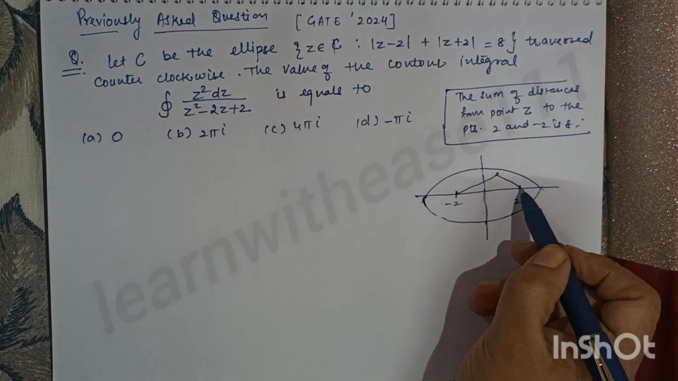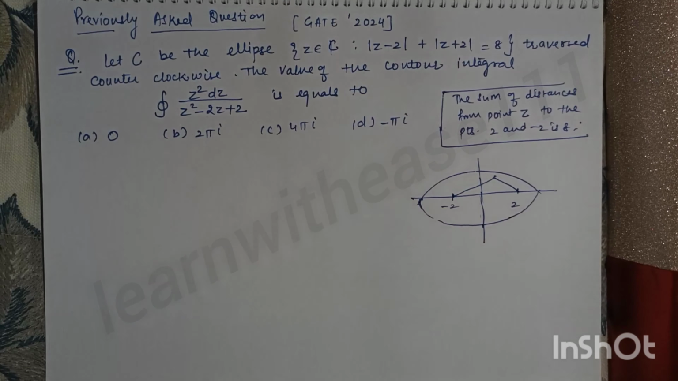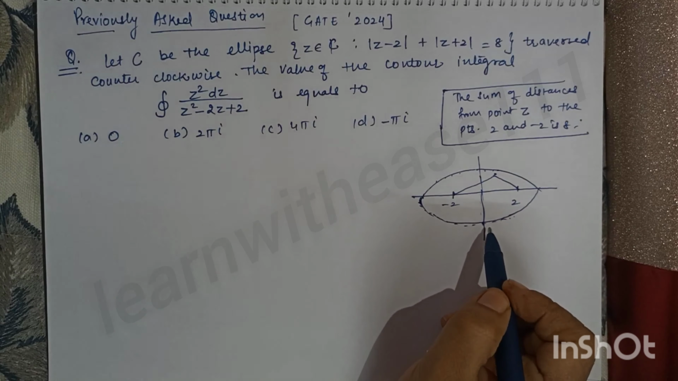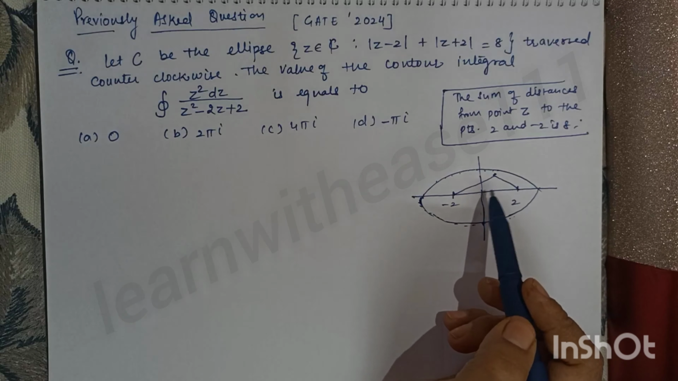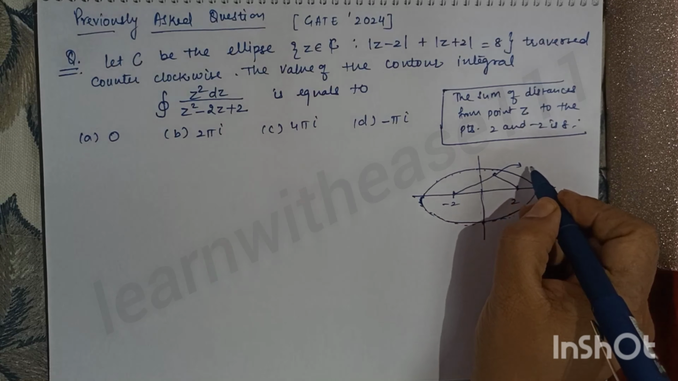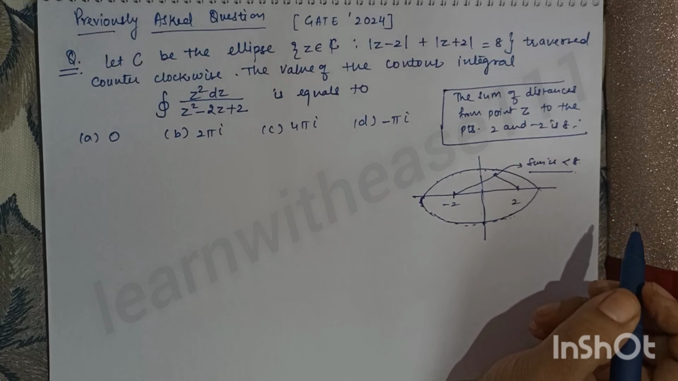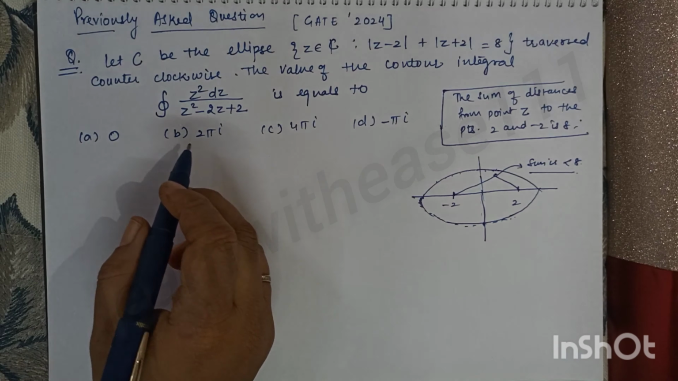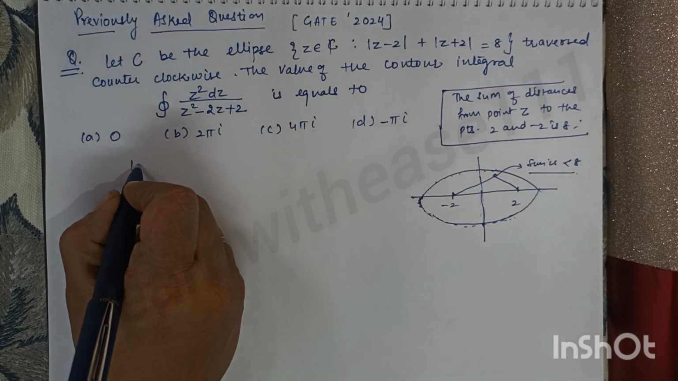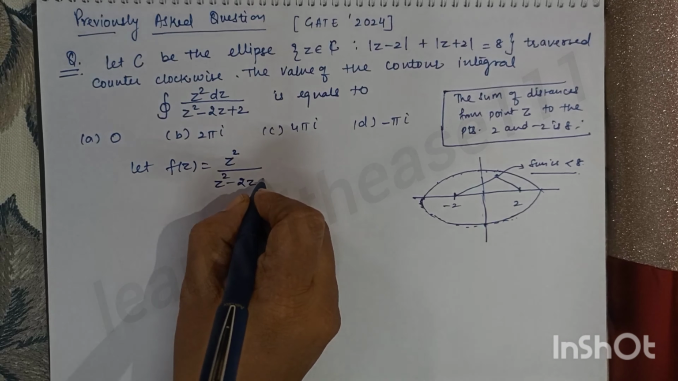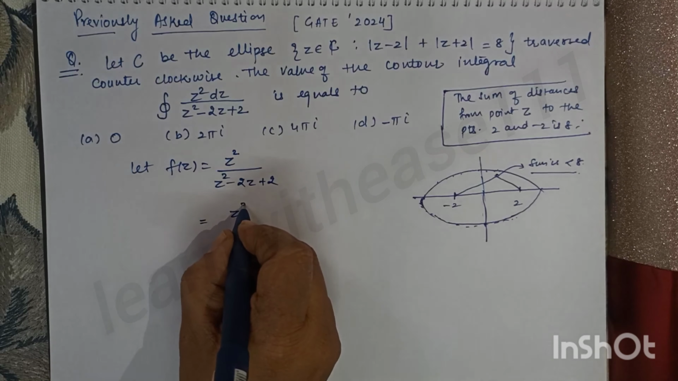All the points which lie inside the contour have a distance sum less than 8, because the points on the boundary have a sum of distances from 2 and -2 equal to 8. So the points inside the contour will have a sum less than 8. This is the criterion to check whether a pole resides in the contour or not.